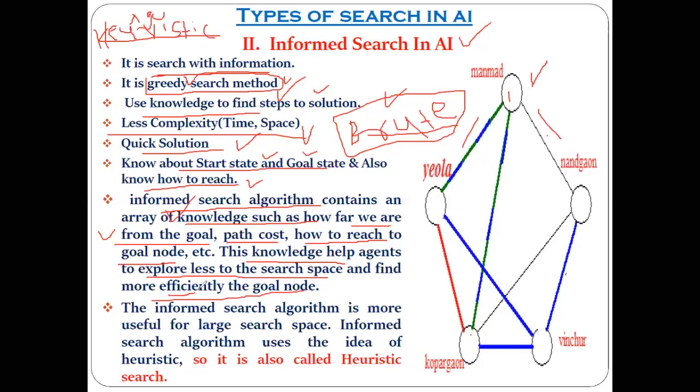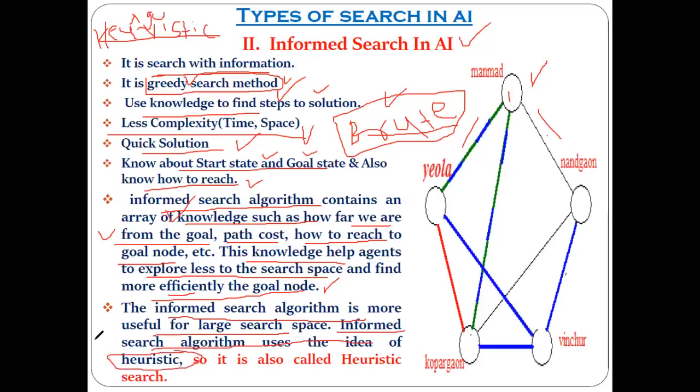The point I want to make clear is that the searching required is less here as compared with uninformed search. Correct or not? Yes, sir. And the informed search algorithm is more useful, as from such different advantages we can say. And as I mentioned, this searching algorithm uses the idea of heuristic.